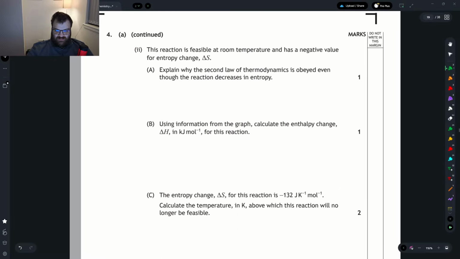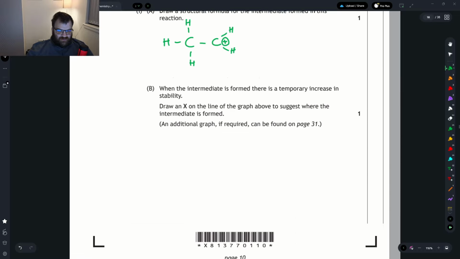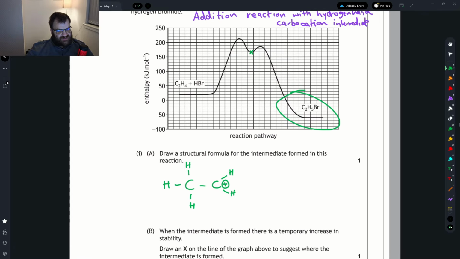Next up, explain why, in thermodynamics, even though there's a decrease in entropy, the total entropy is going to increase. That means that the entropy of the surroundings is going to increase. That's what offsets the decrease in entropy in the reactant. So entropy of surroundings is going to increase. The other thing we can look at is it's releasing energy to the surroundings. Again, that will increase the entropy of that.